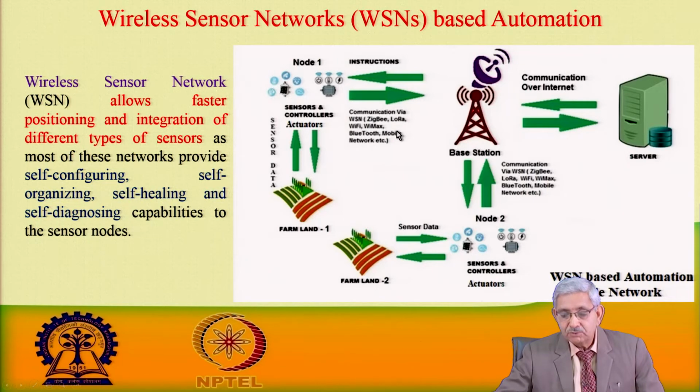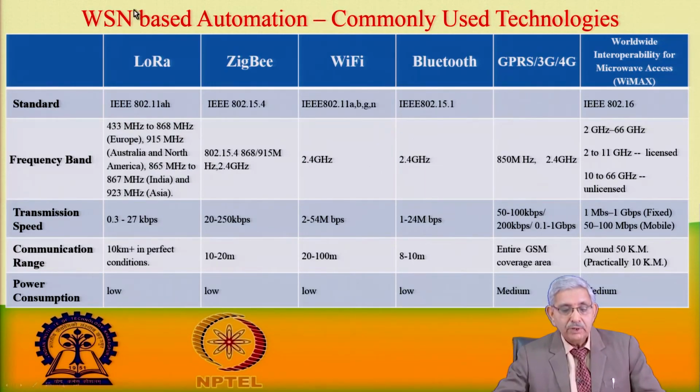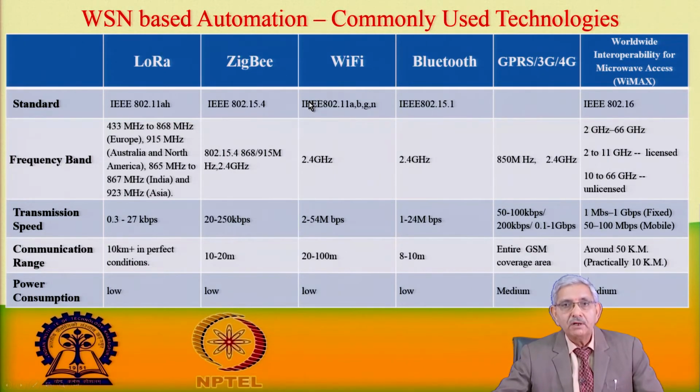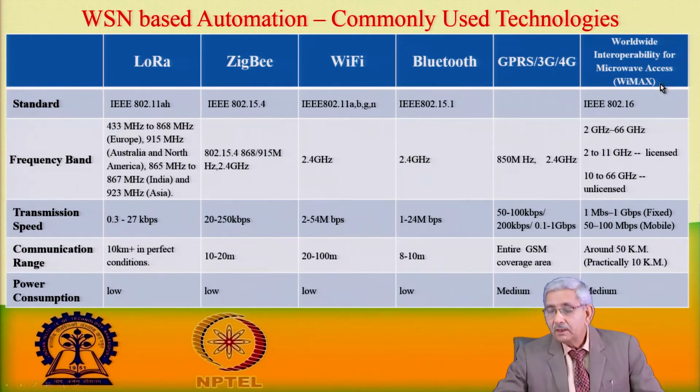Communication could follow a particular type of system, that is WSN, using Wi-Fi, WiMAX, Bluetooth or mobile network, depending on which is used to give the instruction, and the data is programmed accordingly. For wireless sensor network based automation, commonly used technologies could be LoRa, Zigbee, Wi-Fi, Bluetooth, GPRS, 3G, 4G, 5G, which is likely to come, and Worldwide Interoperability for Microwave Access, that is WiMAX.